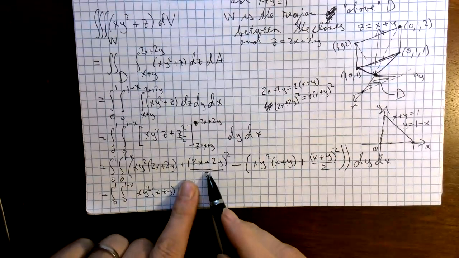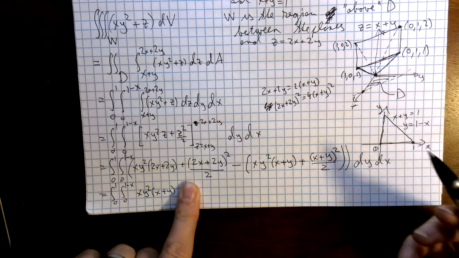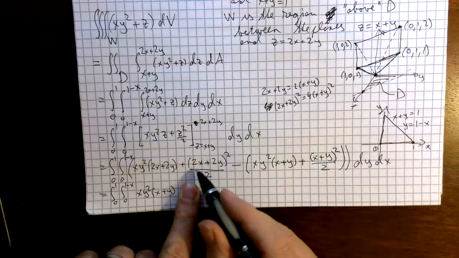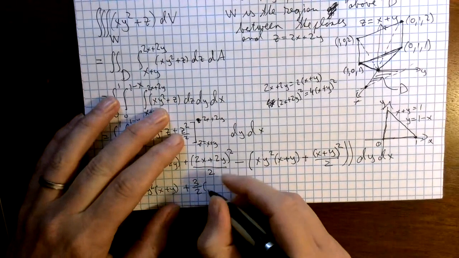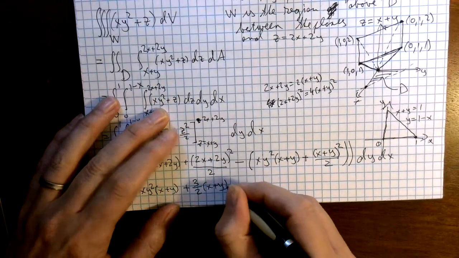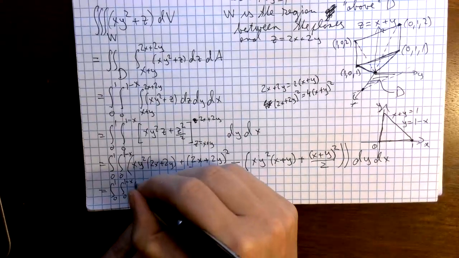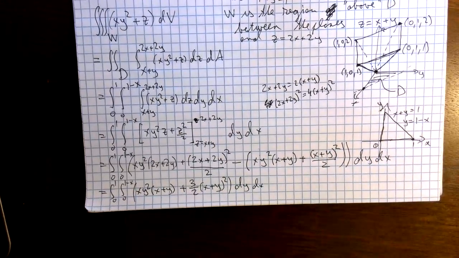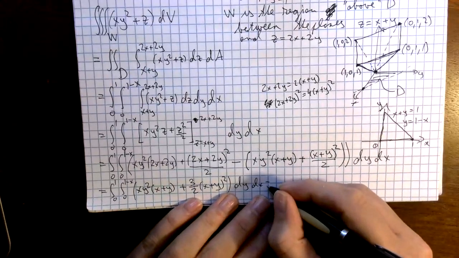Over here I have 4 of these, right? This is really 4 times this, right? So I'm left with 3 of those. So plus 3 halves (x plus y) squared. Okay, that's much easier, right? You put in the parentheses, dy dx. What can we do? Well, let's maybe expand the sucker.